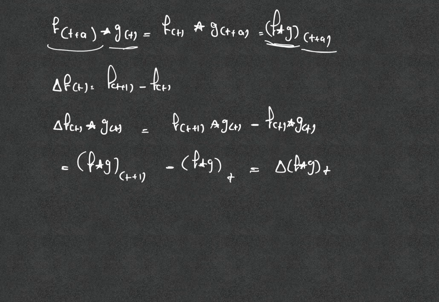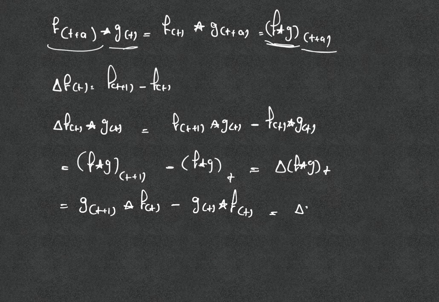And based on this definition, again, you can write it as g(t+1) convolved with f(t) minus g(t) convolved with f, which by factoring f out would be delta g(t) convolved with f.